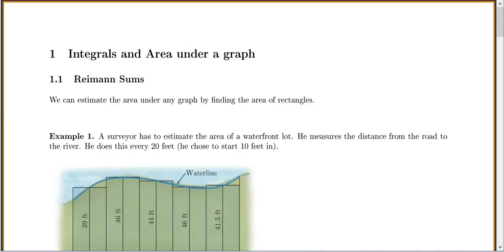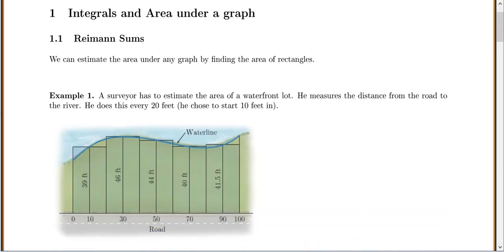In this section, we're going to talk about how we can find the area under a graph. We're going to start by looking at what's called Riemann Sums. And what we can do is estimate the area under any graph by finding the area of some rectangles. So for this example, this would be a realistic real-life example.